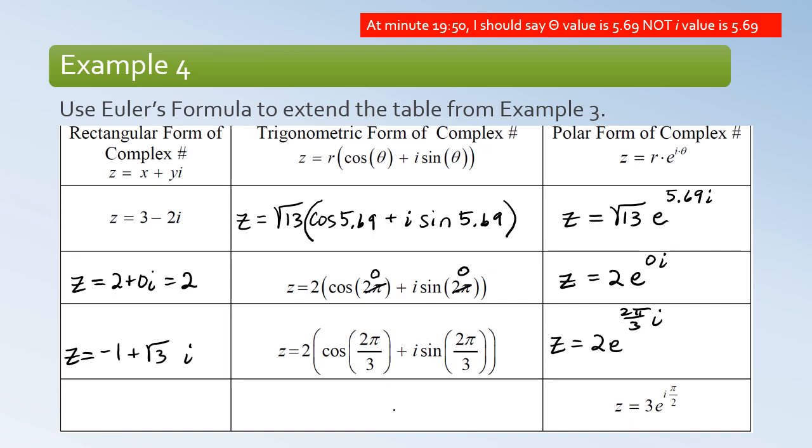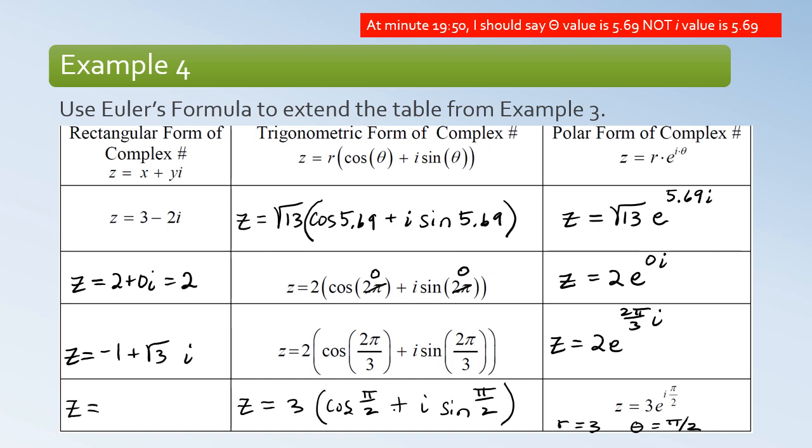And then finally on the last row, I give you the polar form and I ask you to write that in complex numbers. So knowing that in the polar form I have 3 times e to the i times pi over 2 tells me that the radius is 3 and that the theta is pi over 2. So substituting that into the trig form of a complex number, I get 3 times the cosine of pi over 2 plus i times the sine of pi over 2.